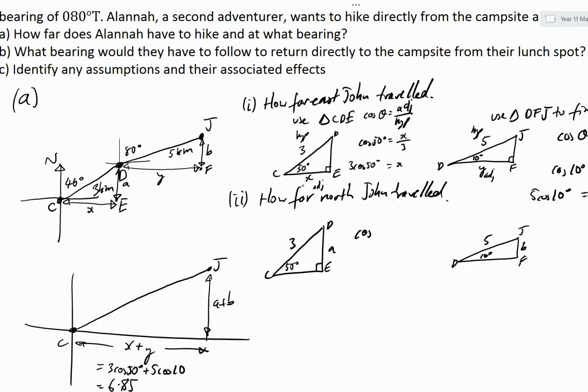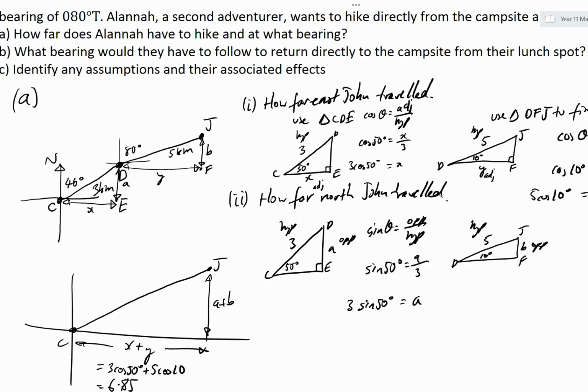Okay, so cos theta, I'm not using cosine now. Okay, don't be lazy. Opposite and hypotenuse. Sine theta is opposite over hypotenuse. Okay, so sine of 50 degrees, A on 3. So A is 3 sine 50.